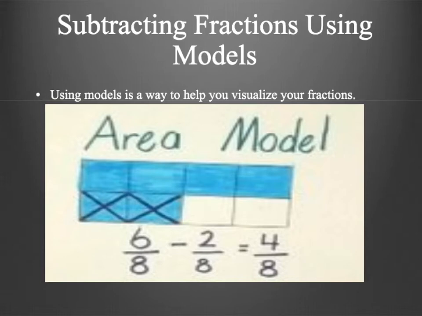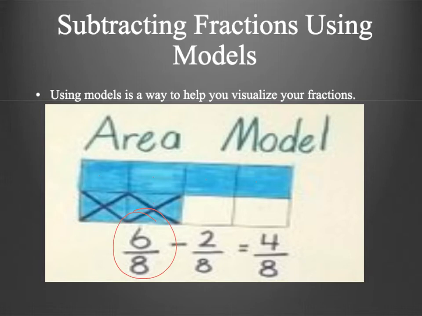So in this area model right here, we can see that the box is divided into 8 parts. Our fraction that we're looking at right here is 6/8. That's how many we have. So you can see that the area model is shaded in 6 parts. That's how many we have.